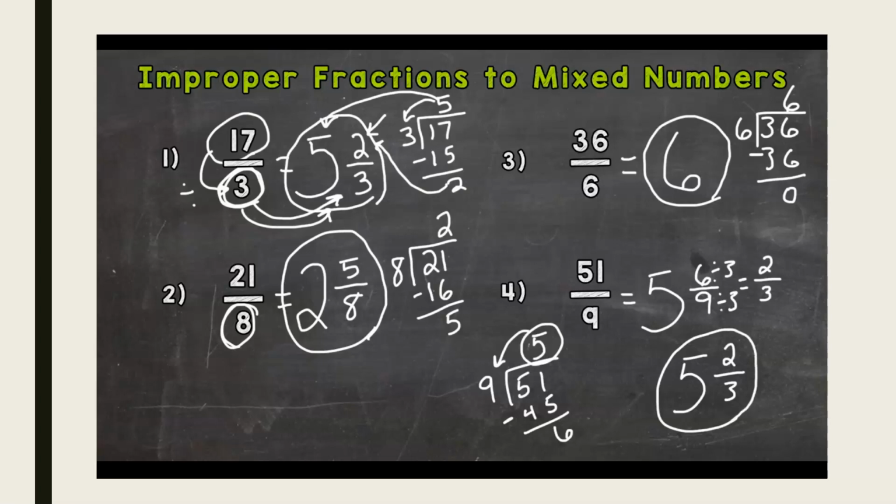All right, so that's how you convert improper fractions to mixed numbers. All it is is division, and then rewriting your whole number, remainder, and denominator in the correct places.